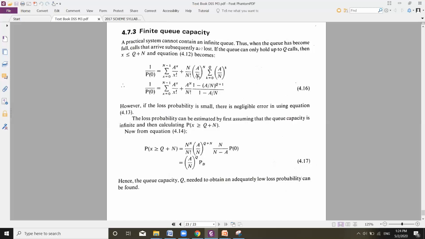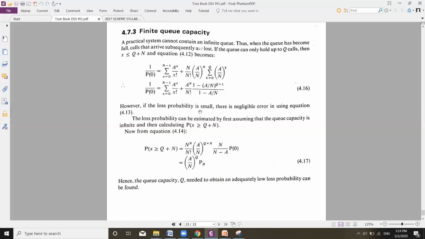This part will remain the same, and if we convert it to a to the power of n divided by n to the power of n, then the n to the power of n and this n will cancel with each other, and we will be left with a to the power of n divided by n factorial. And if you apply the summation from k equal to 0 to q to the term a by n to the power of k, then we have the simplified version: 1 minus a by n to the power of q plus 1, divided by 1 minus a by n. Let us call this equation 4.16.